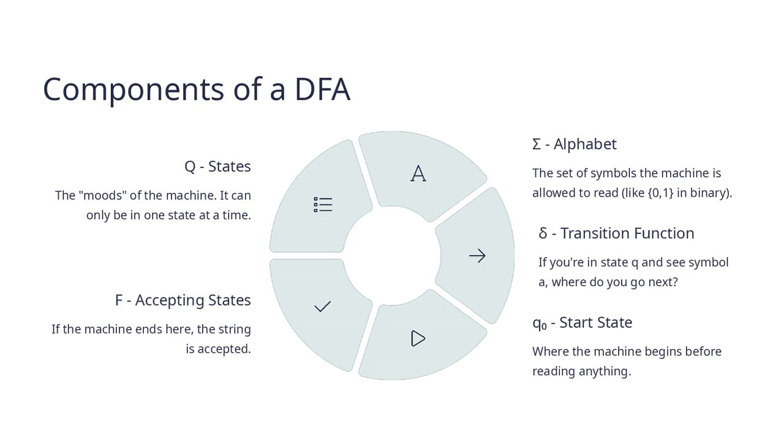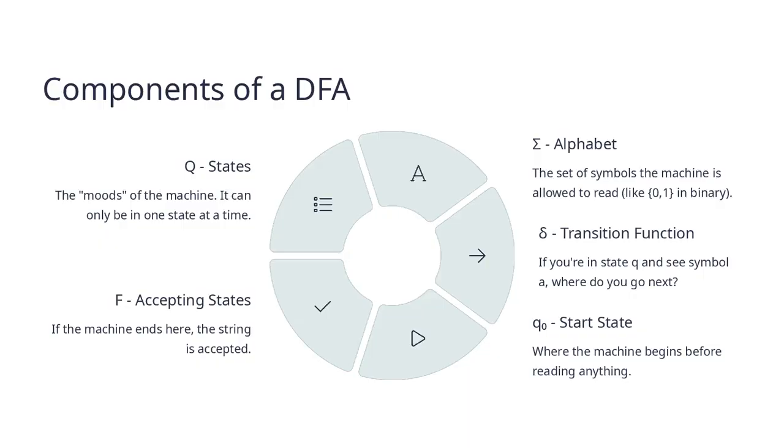Σ, sigma, the alphabet. The set of symbols the machine is allowed to read, like just 0 and 1 in binary. δ, the transition function. This tells us, if you're in a state q and you see symbol a, where do you go next? In symbols, δ(q, a) = next state. q0, the start state, where the machine begins before reading anything. F, the set of accepting or final states. If the machine ends in one of these after reading the input, the string is accepted. Let's repeat this once more, slower. A DFA has a set of states, Q, an input alphabet, Σ, a transition function, δ, a start state, q0, and a set of accepting states, F. You'll see this definition in every formal CS textbook, and now it won't look scary.